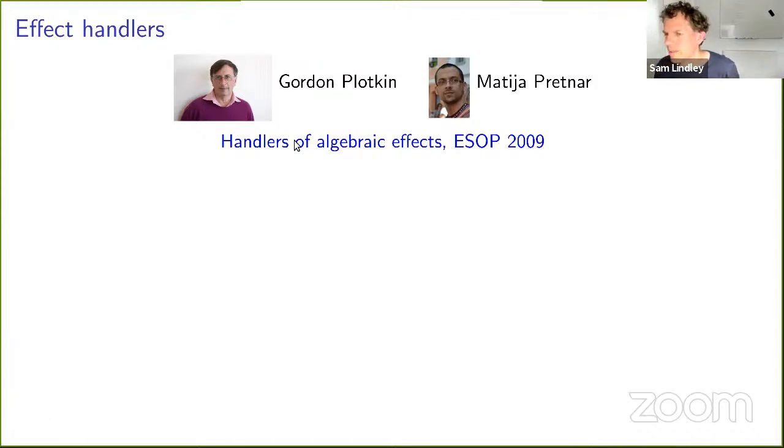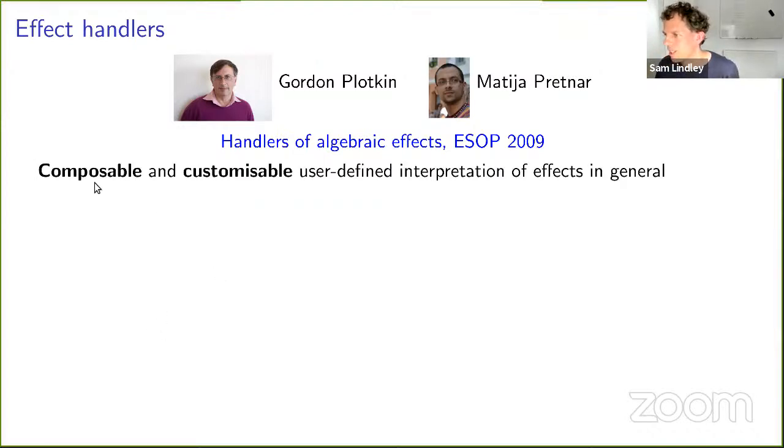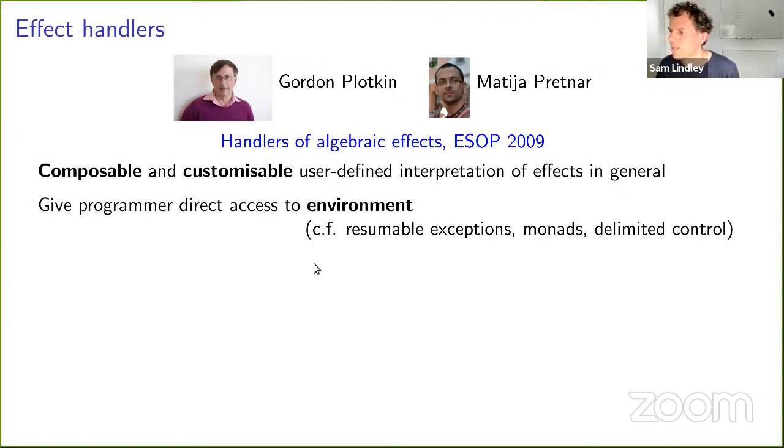There's a rich theory of effect handlers built on the theory of algebraic effects. Crucially, they are composable, customizable, and they allow you to give a user-defined interpretation of effects. And they rely on being able to give direct access to the environment or the context in which you're running. So it's great that Jamie mentioned resumable exceptions in the previous talk. They're very closely related to resumable exceptions. They can be seen as a sort of more expressive form of Lisp-style resumable exceptions.